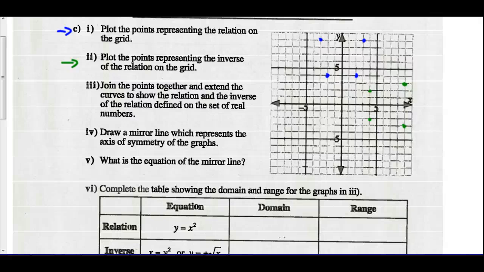So if I extend the curves, both of these are going to start at 0, 0. They're going to go forever. The inverse goes forever to the right, and the original function goes forever up.